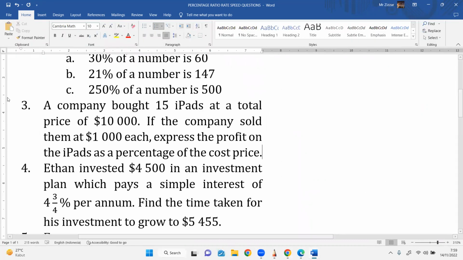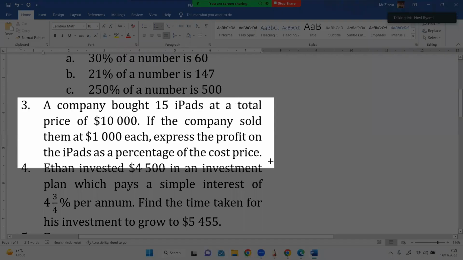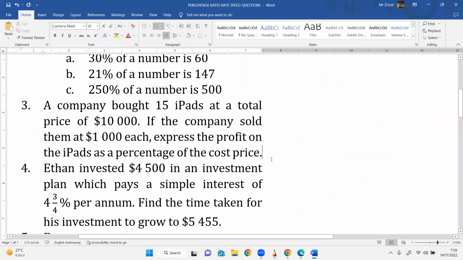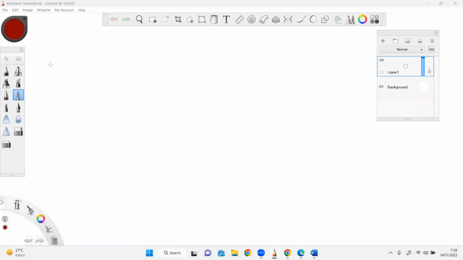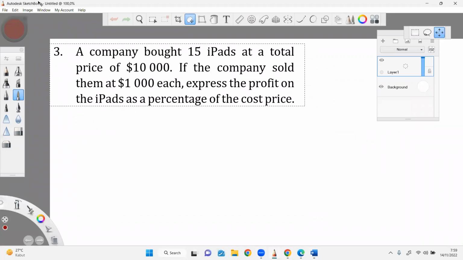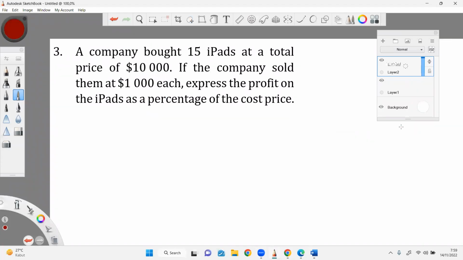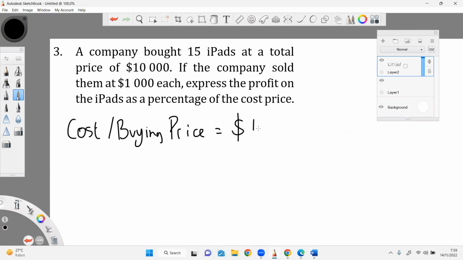Okay, nice. Number 3: a company bought 15 iPads at a total price of $10,000. So if the company sold them at 1,000 each, we know that the company has to make a profit, right? Selling at 1,000, is it profit? Of course, yes, because the cost price or the buying price is 10,000.